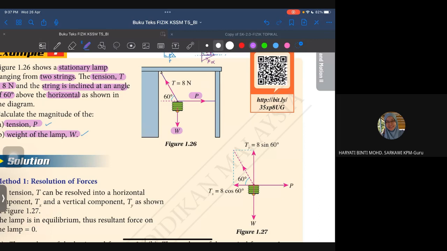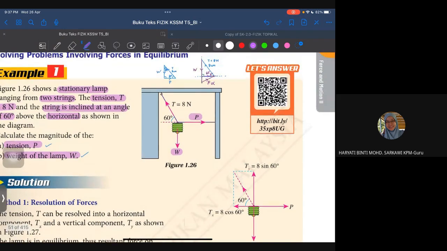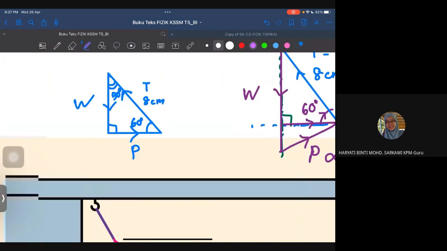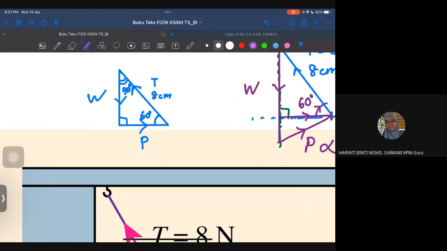They give you P. Oh, okay. So you can do like this. What you can do, if they give you the magnitude of W and P and ask you to determine the angle, it means that this and this can be drawn in scale, and we know that the angle between P and W is 90°.